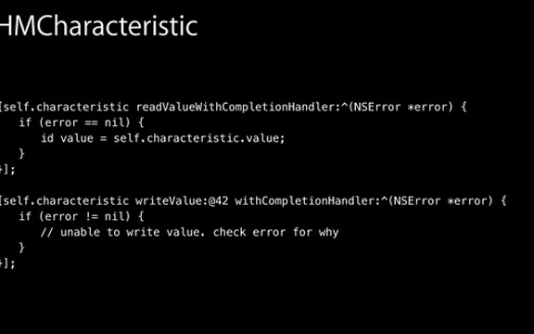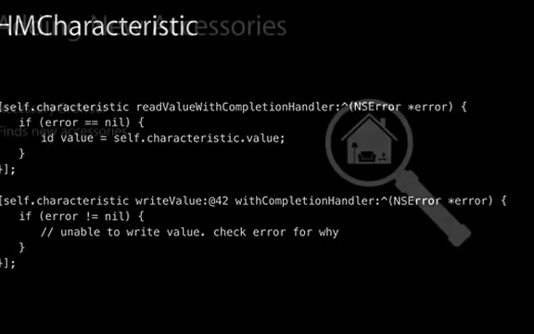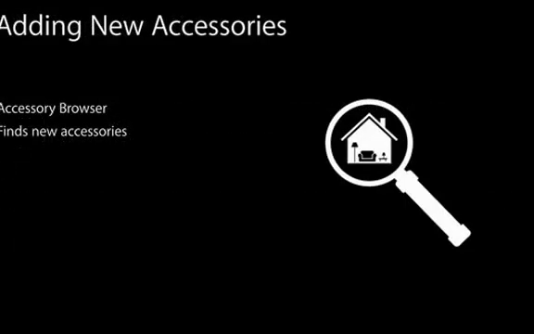So now we've talked about these objects, these things. They correspond to physical things in the real world. But we need to be able to find and set up these accessories. We do that with the accessory browser. So this tool lets you in your application find out if there are any new accessories available, and then help a user add those to a home.